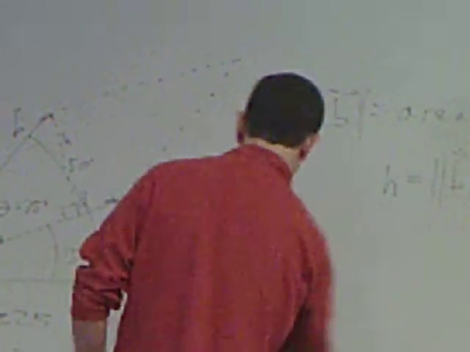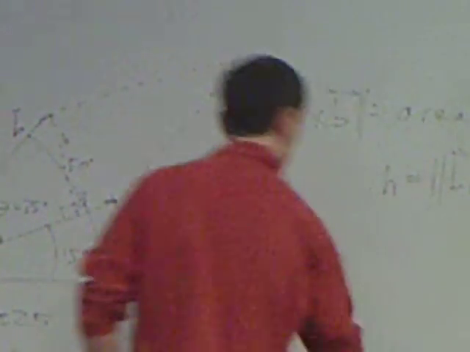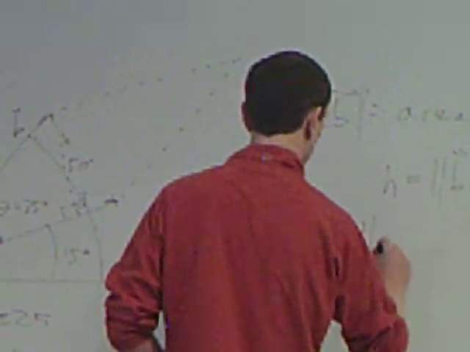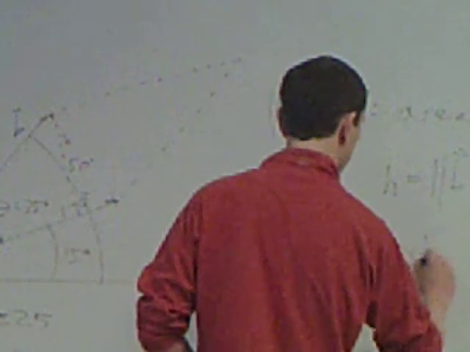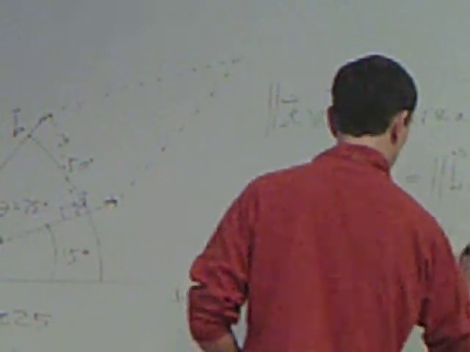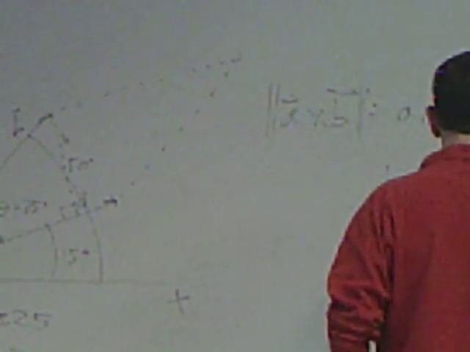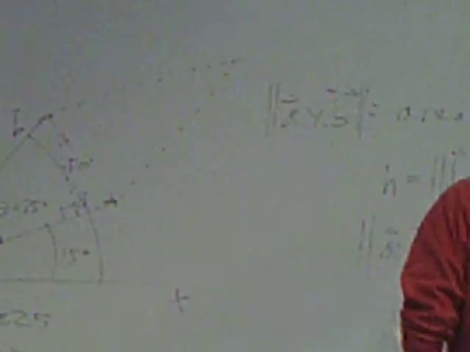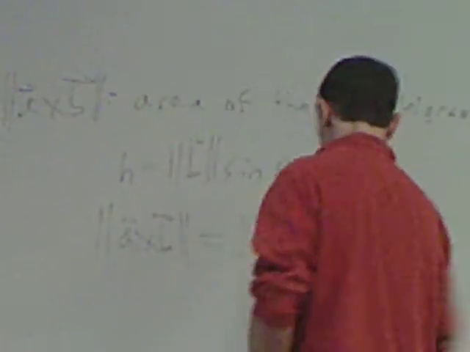This doesn't equal h anymore. Well, let me rewrite this. Let's just keep h being that. So the magnitude of A cross B equals this guy times the magnitude of A. So I take the magnitude of A, multiply it by the magnitude of B, like we had right here, multiply it by sine theta.